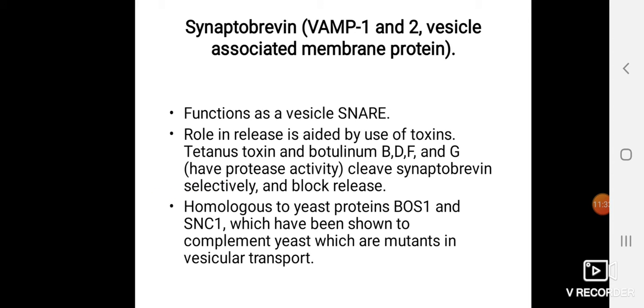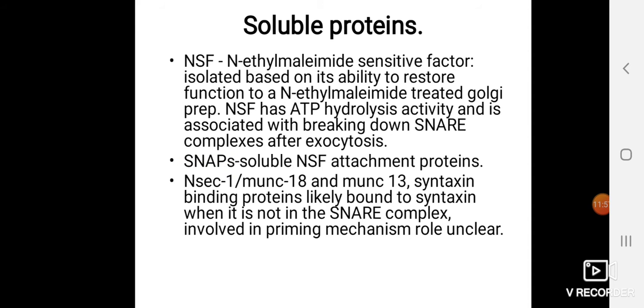Then synaptobrevin, another very important protein, functions as a V SNARE. The release is aided by the use of toxins, and it is homologous to the yeast BOS1 and SNC1. The toxin cleaves the synaptobrevin selectively, and when the synaptobrevin is cleaved, the release of neurotransmitter is blocked, or otherwise I can say the fusion will not take place.